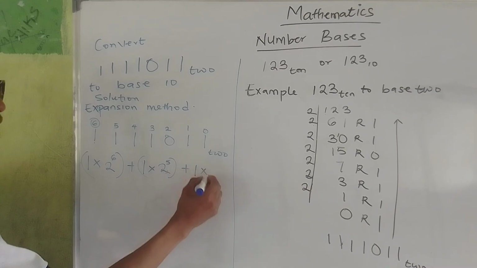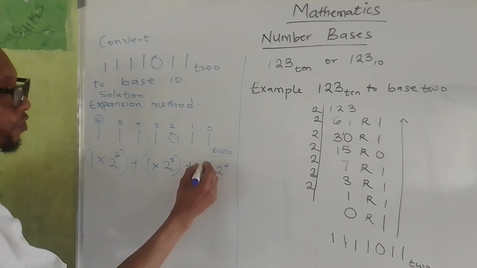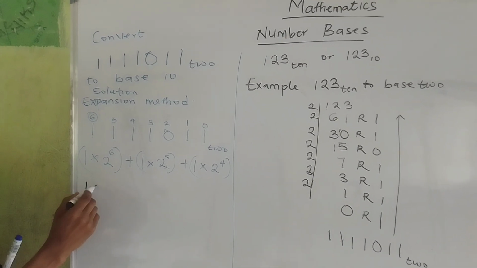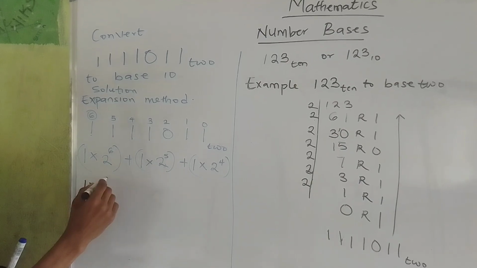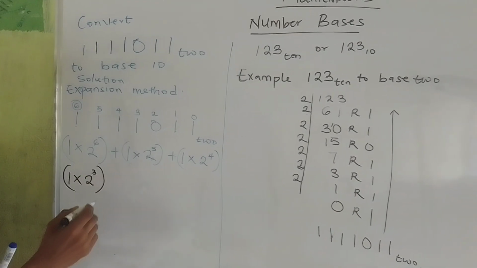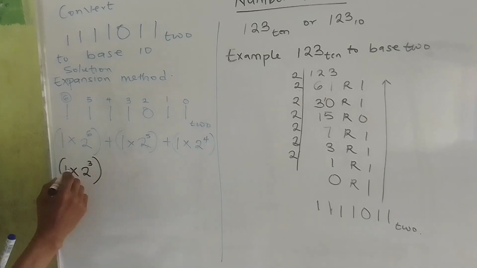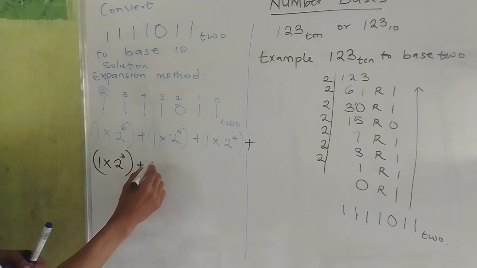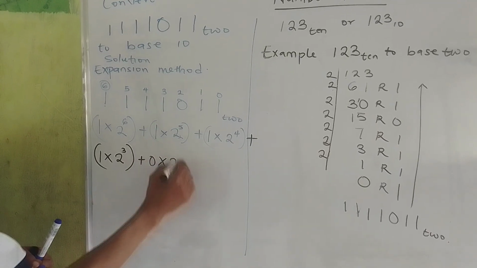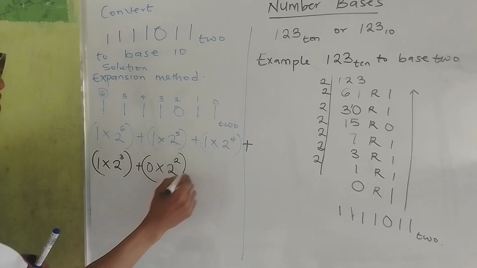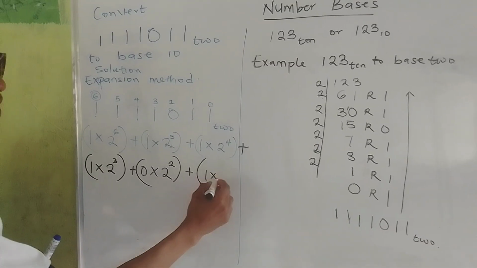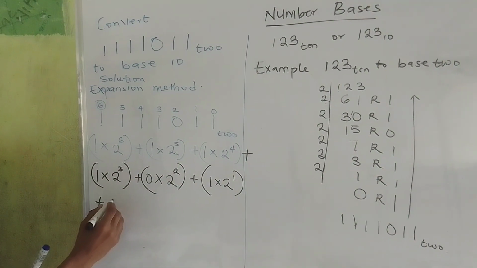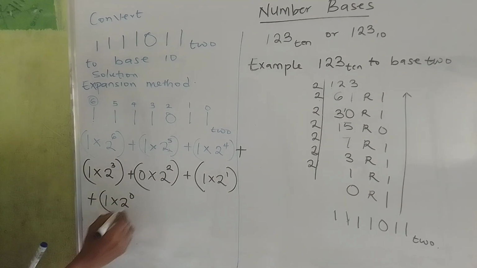Plus 1 times, what's my base? 2 to the power of 4. I also have 1 times, what's my base? 2 to the power of 3. Plus, I have 0 times, what's my base? 2 to the power of 2. Plus 1 times my base 2 to the power of 1. Plus 1 times my base 2 to the power of 0.